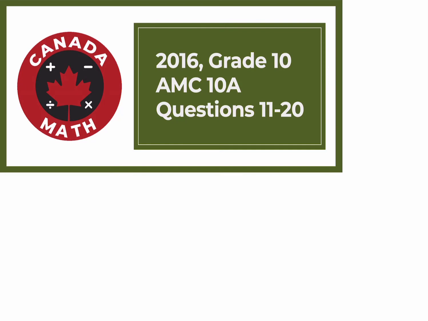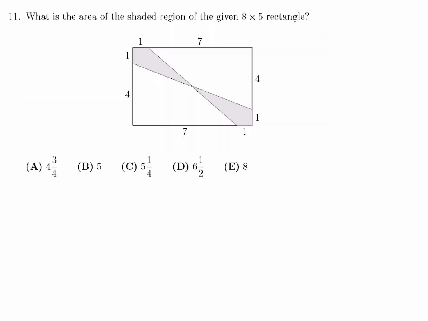Questions 11 through 20 on the 2016 grade 10 AMC 10A. What is the area of the shaded region of the given 8 by 5 rectangle? Well, this side is 5 and this side is 8. And what they've done is they've got this shaded region. So let's see what we can do to try to figure out the area.